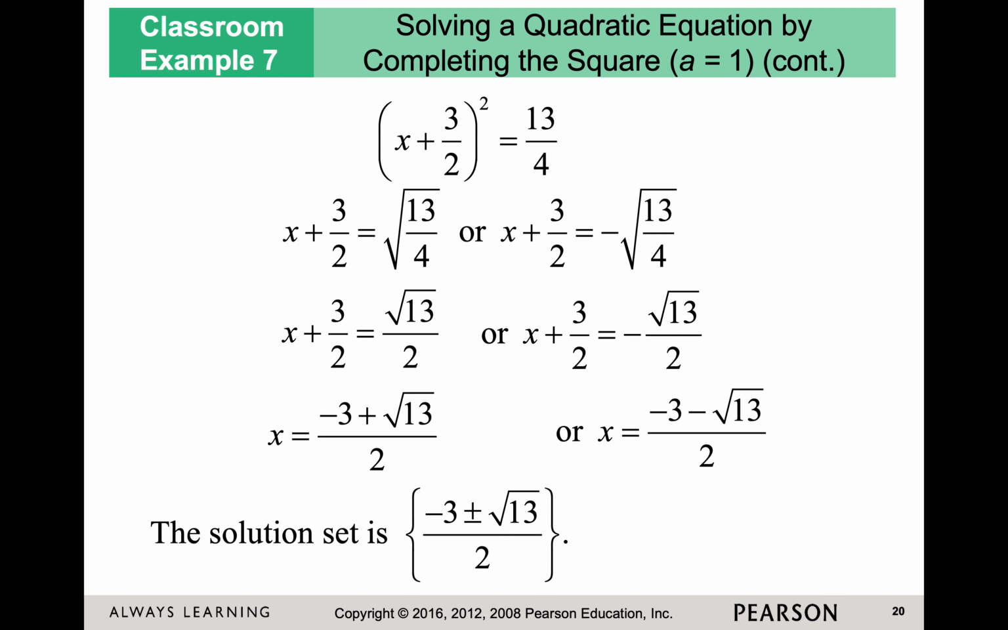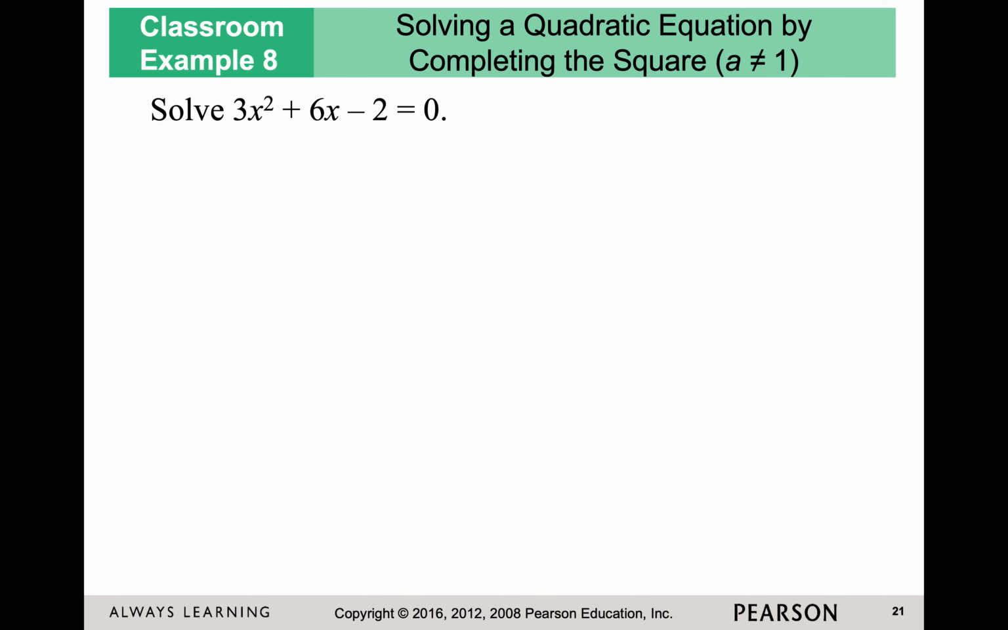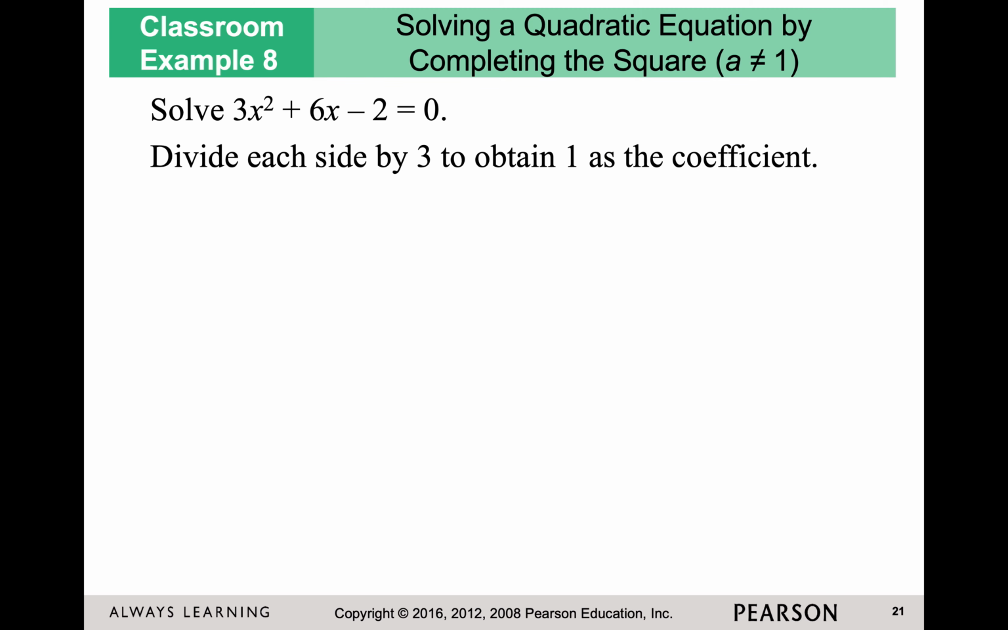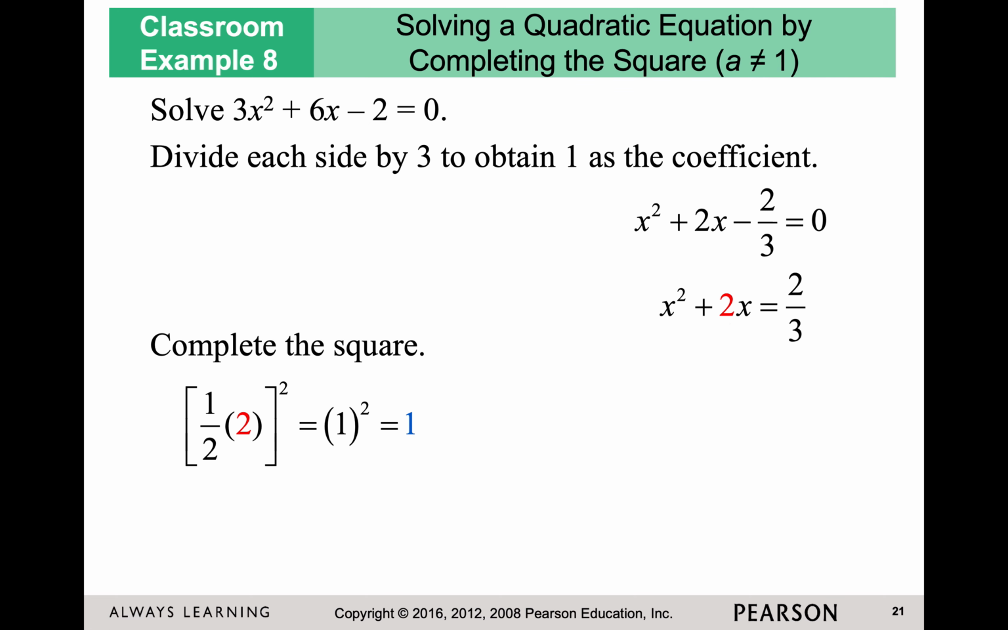So it's not too bad when a is 1. When a is not 1, you divide every term by a. So I'm going to divide everybody by 3. That's not pretty, right? I'm going to move my constant over. I'm going to take that middle value, divide it by 2, and square it. I'm going to add that to both sides. It's always going to factor to the value you got right before you squared it.